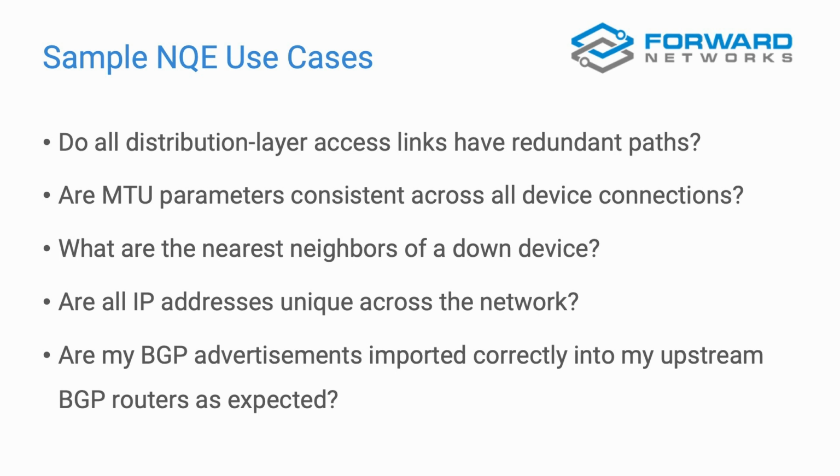Some of the sample queries that users could now write would be: Do all my distribution layer access links have redundant paths? Are maximum transmission unit parameters consistent across all device connections? What are the nearest neighbors of a particular down device? Are all IP addresses unique across the entire network? Are my BGP advertised routes imported correctly into my upstream routers as expected?